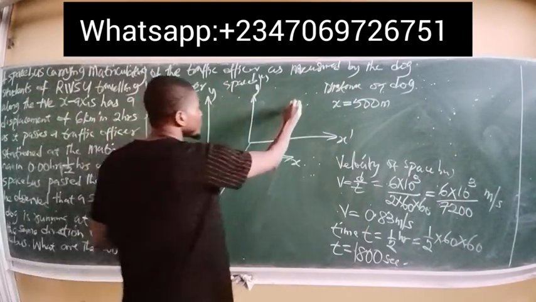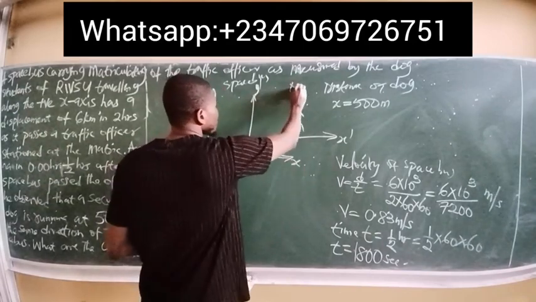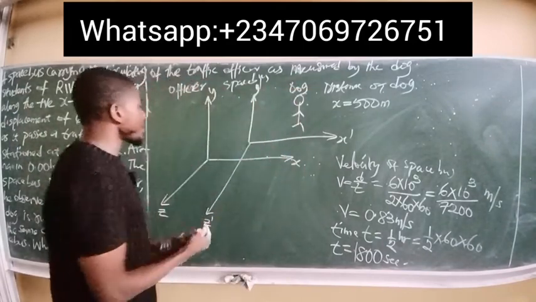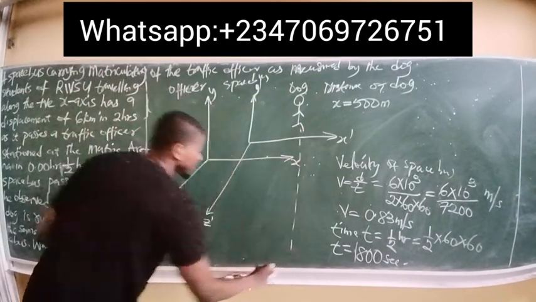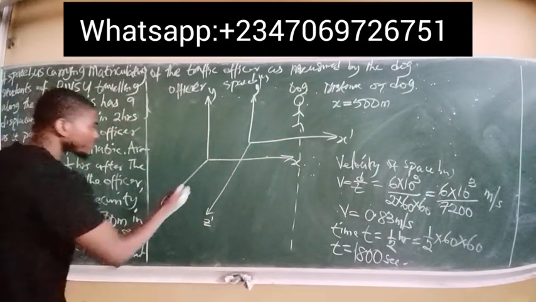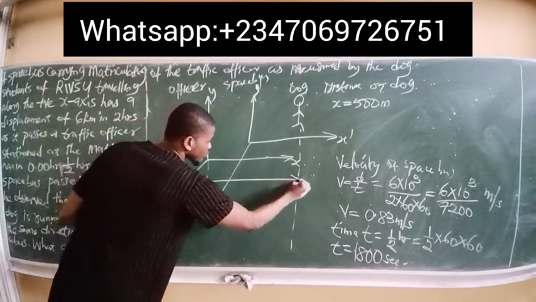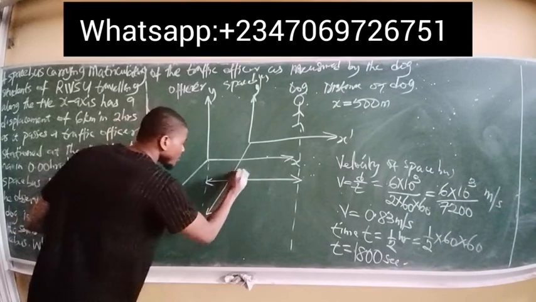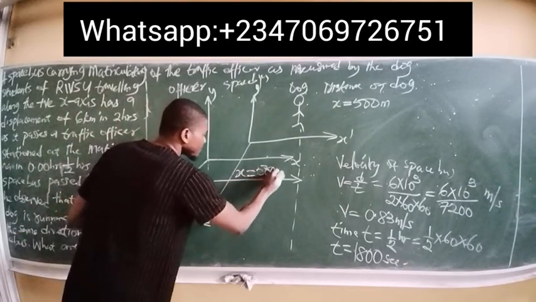So let's always use this as our dog. This is the dog and this is the space bus, while this is the reference frame of the officer. If we trace an imaginary line here, let's now find the distance from the origin of the officer to the dog itself. This dog was observed in the x direction, and that x is given as 500 meters.